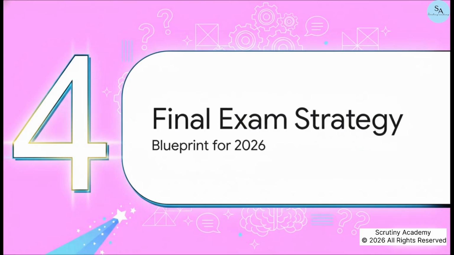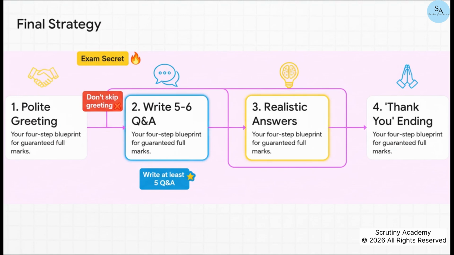We've covered a lot, so let's boil it all down into one final strategy. This is your blueprint for walking into that exam and grabbing guaranteed full marks on this question. Here it is, just 4 simple steps. 1. Always start with a polite greeting. 2. Write 5 to 6 question and answer pairs. 3. Make sure the answers sound realistic. And 4. Always end with a thank you. If you can master these 4 steps, you have mastered this question.